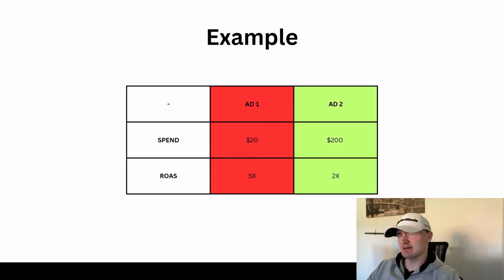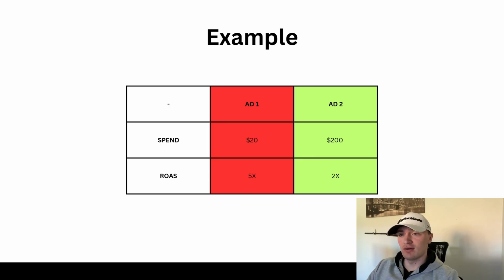The answer is you'd keep ad 2 on rather than ad 1. Why? Because ad 2's spend is 10 times greater than ad 1's. So it shows there is some sort of scalability there with that ad, and it appears to more people profitably. And two, the ROAS is above the break-even. Yes, it's not as high as 5, but it is still a good ROAS at a high spend. So we know that ad 2 has scaling potential.